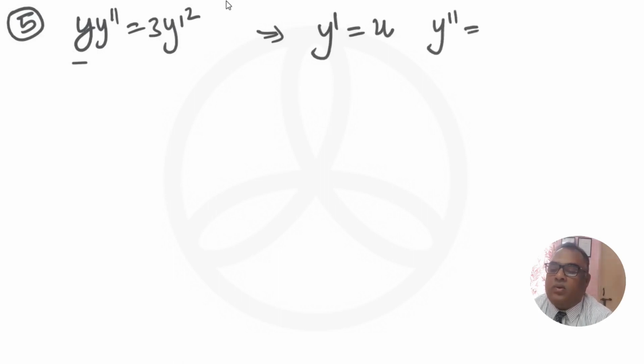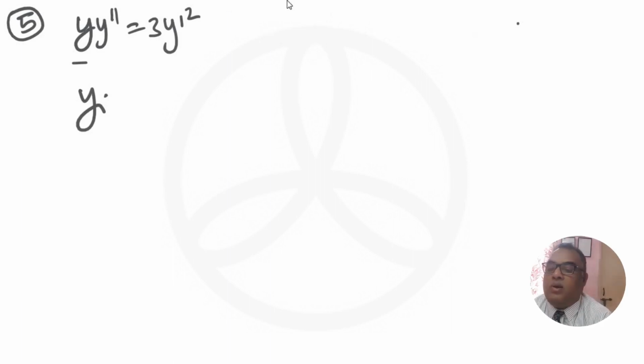Or I think we can use a little different method in this. What I'll do is divide the entire expression by y prime first. So we will have y double prime divided by y prime is equal to 3y prime, and then I'll divide the entire expression by y. This will give me y double prime divided by y prime is equal to 3 of y prime divided by y.